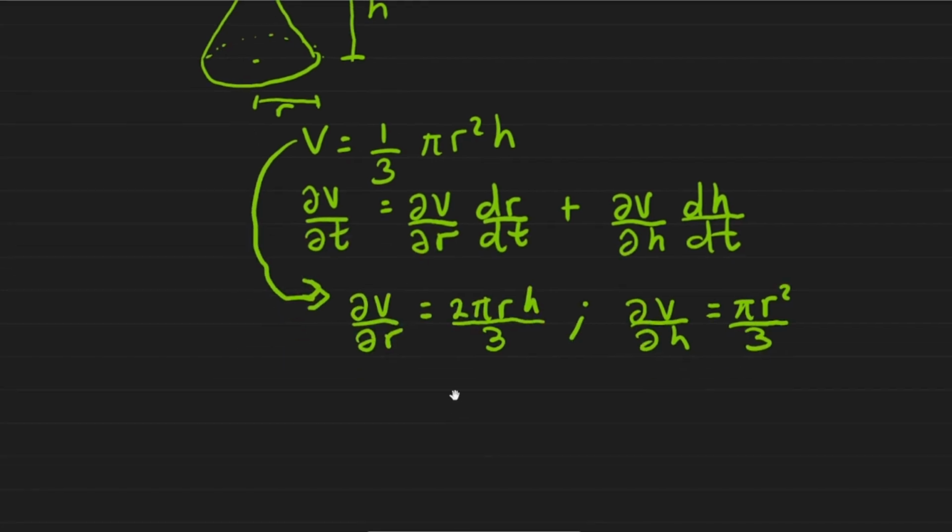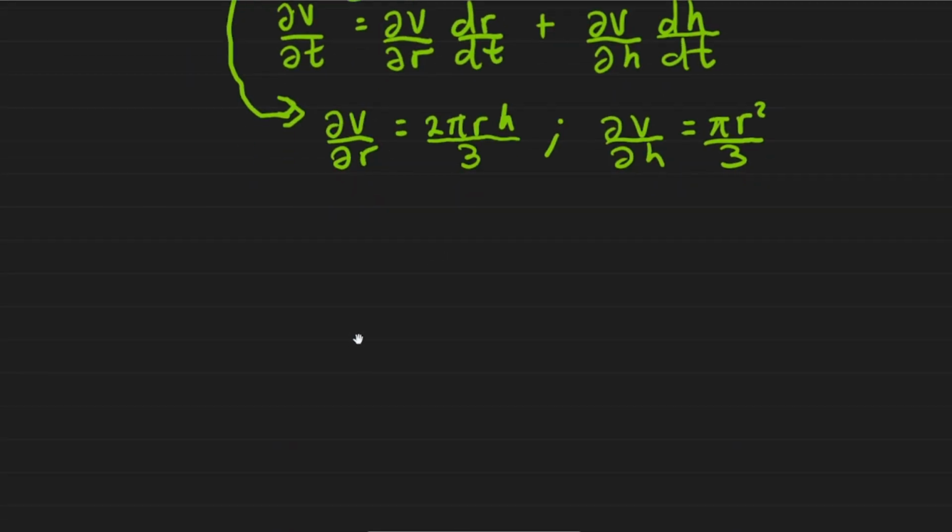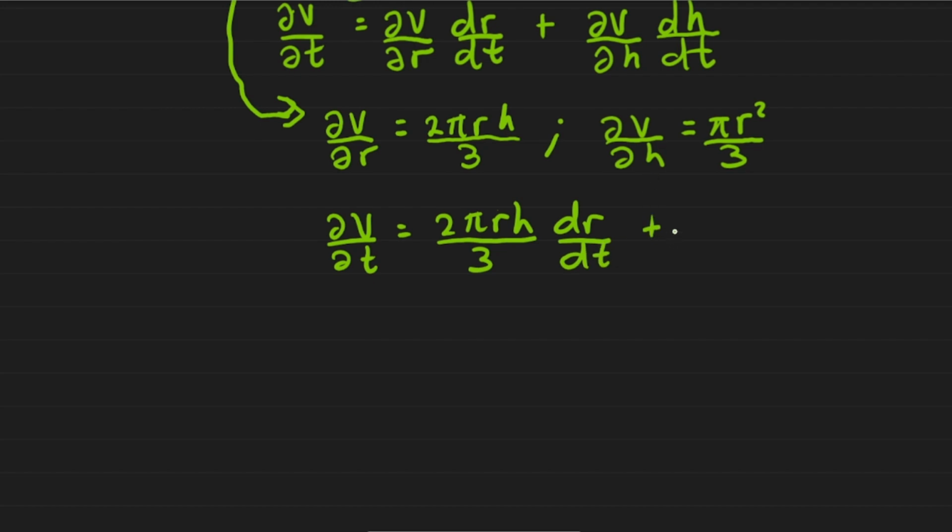Substituting all of this inside this equation, we get dV/dt is equal to ∂V/∂r, which is 2πrh over 3, multiplied by dr/dt, plus πr² divided by 3 times dh/dt.